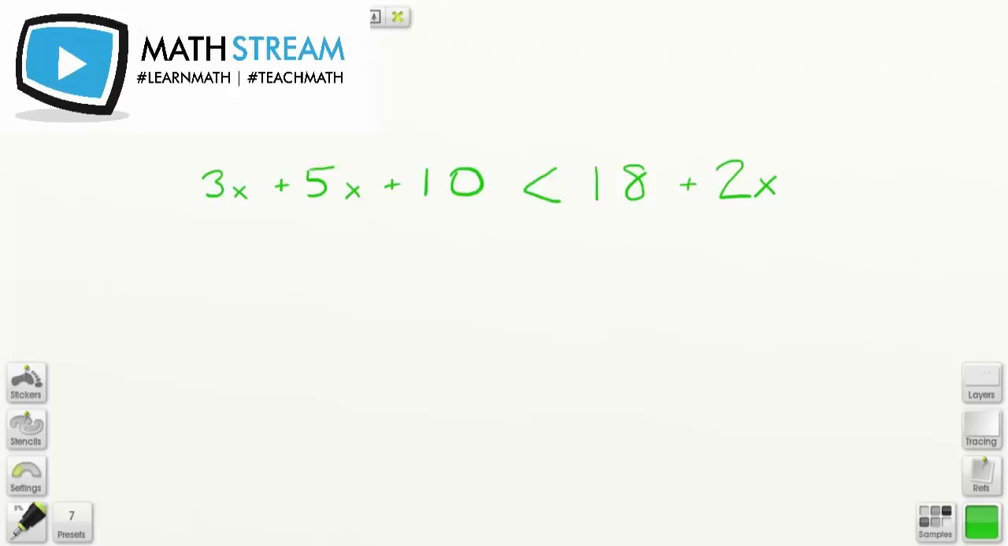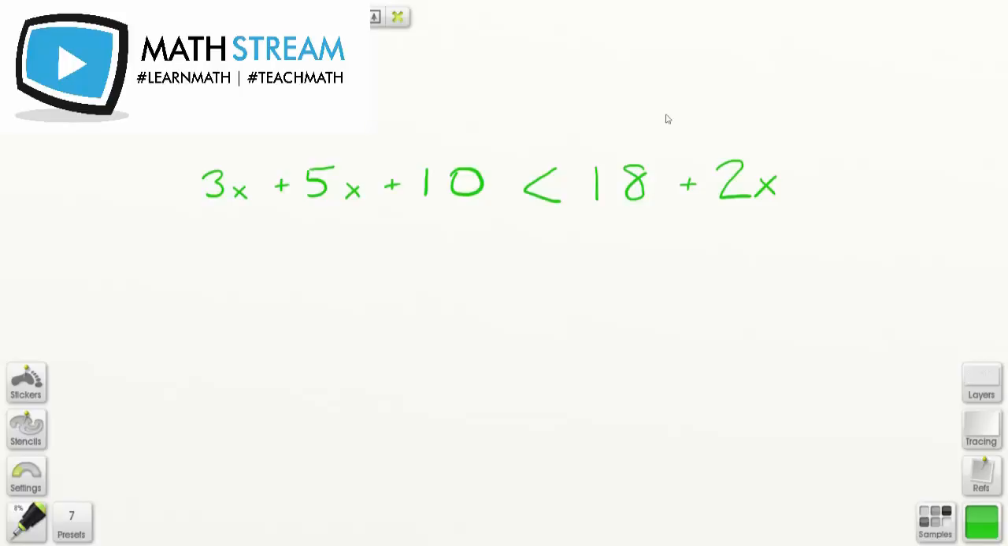What we're learning here today is very, very, very simple. Most of it is stuff that you've already learned this week. So take a look at this example of an inequality. Well, I shouldn't call it an equation. I should just call it an inequality. 3x plus 5x plus 10 is less than 18 plus 2x. Probably looks a little bit more scary than it really is.